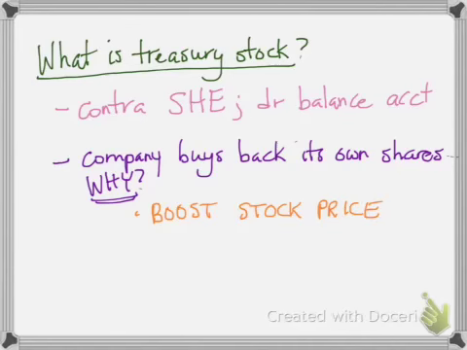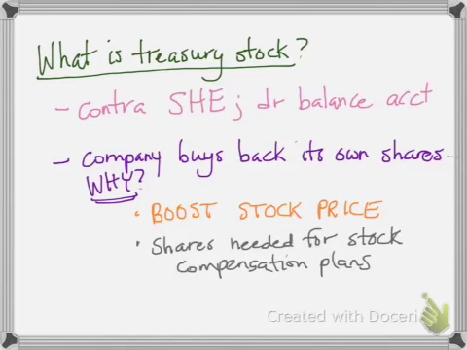Now, why would a company buy back its own shares? Well, it's a supply and demand kind of thing. If there are fewer shares in circulation with investors, it drives up the stock price. That might be one reason. Sometimes shares are needed for stock compensation plans. When employees are able to buy shares at discounted prices, sometimes the company doesn't want to keep issuing more shares because then it will have what we would refer to as a dilutive effect. It's watering down the value of the stock. So perhaps they'll just buy back some to be able to give it to their employees.